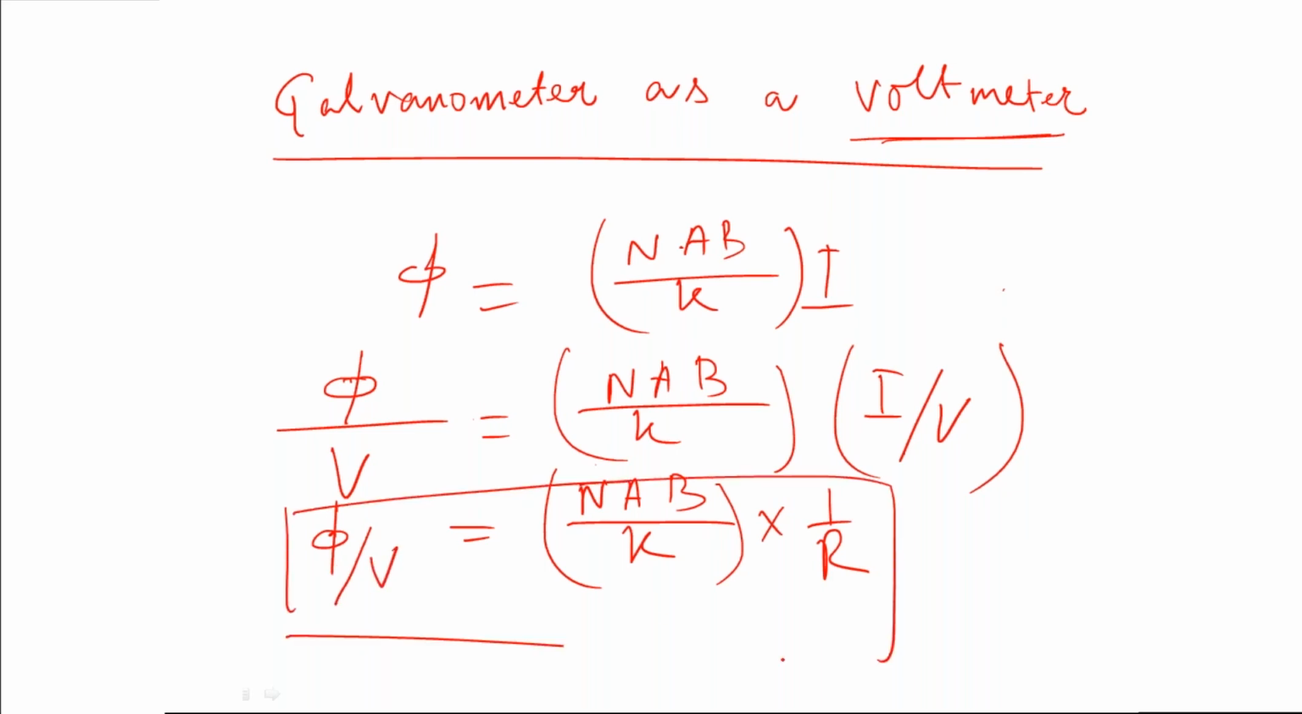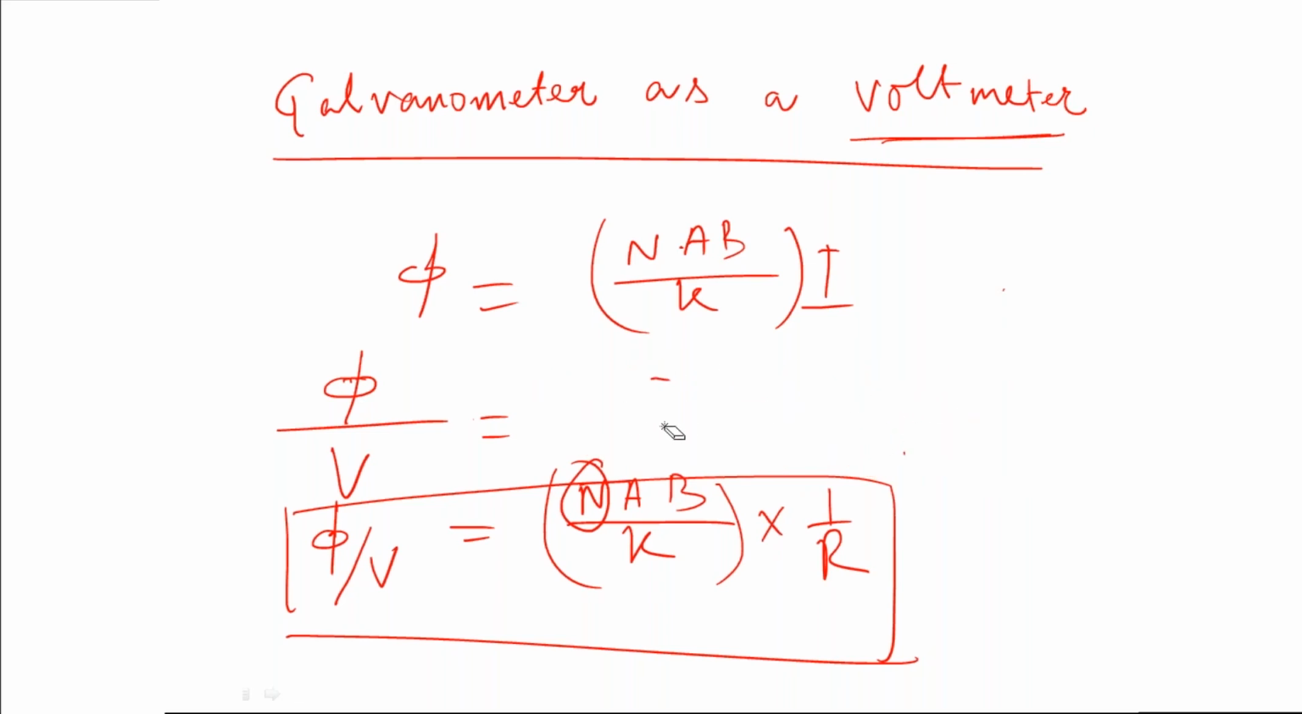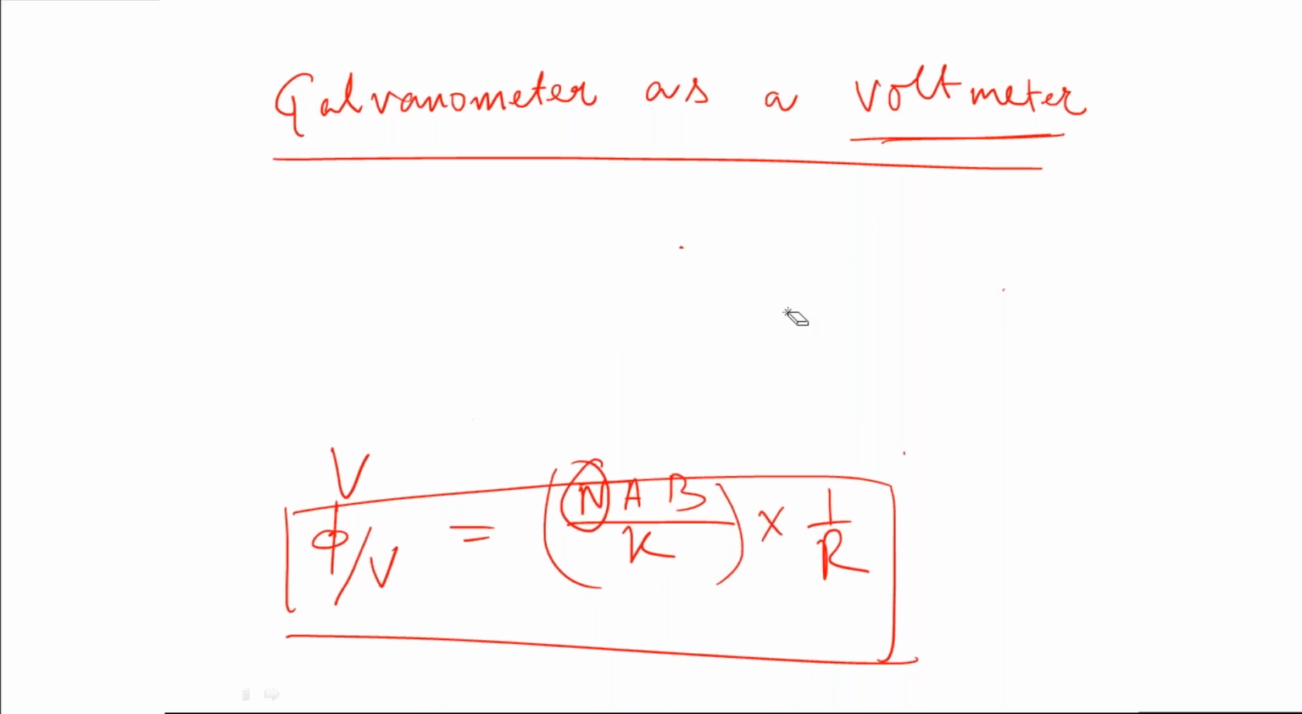So the answer is, just by increasing the number of turns, you will not be able to increase the voltage sensitivity. I'll tell you why. I have seen that the current sensitivity can be increased by increasing the number of turns. I'll write these two sensitivities side by side. So this is current sensitivity, φ by I. What I get here is this. And what is voltage sensitivity, φ by V? What I get is NAB by K into 1 by R.